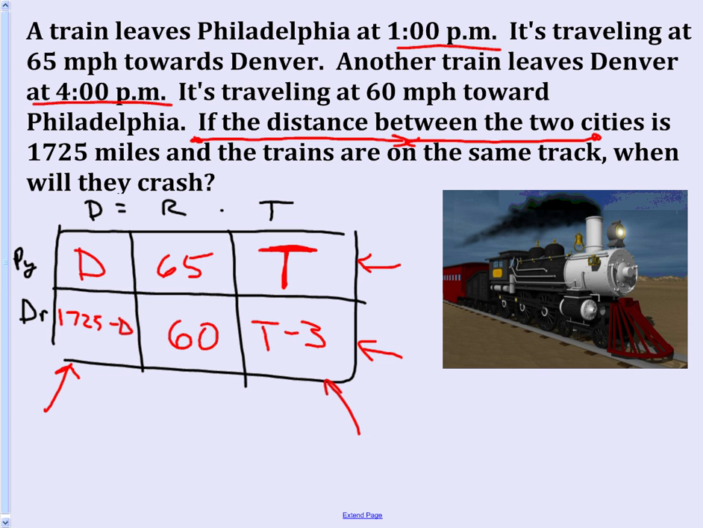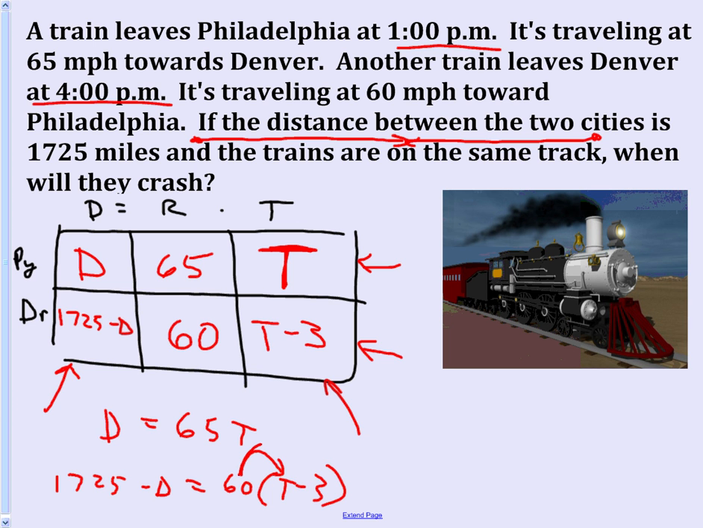And that's how you set that one up. Now all I have to do from here is write the equations. D equals 65T would be the first equation. And the bottom equation would be 1725 minus D equals 60 times (T minus 3). And notice I put that in parentheses. It's really easy to just not have the parentheses and put the 60 times the T, but then you'd forget that you got to do 60 times T and 60 times the negative 3. Okay, so you got to have that in parentheses.